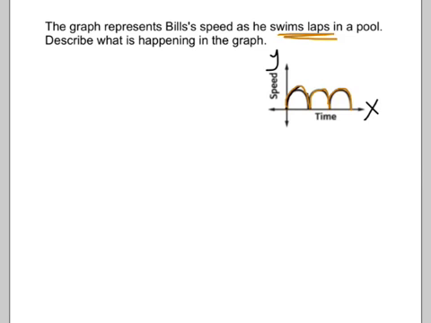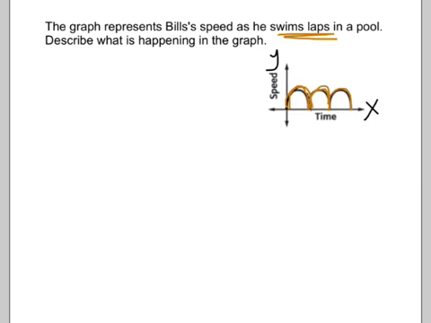So that's what's happening in this graph. He's starting out, he's swimming to the other end of the pool, he's got to get to the other end, he stops, he turns around, and he comes back. Stops, turns around, and comes back. So again, it's just a matter of looking at a graph and thinking about what is going on in that graph. Okay? So today's lesson is all about relations, ordered pairs.